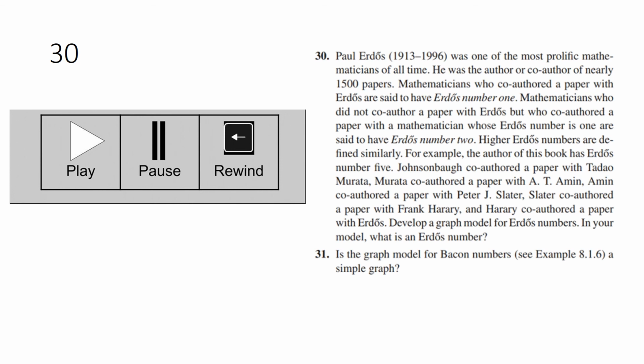And you can develop a graph theory model where you have adjacency. I'm not going to make you do this, but in your model, what is an Erdős number? It is the number of hops required to get back to Erdős, the number of links in your graph, the number of edges to get back to Erdős.